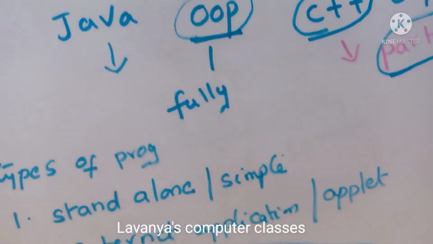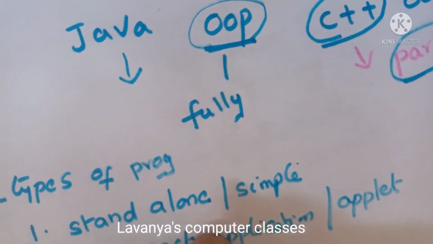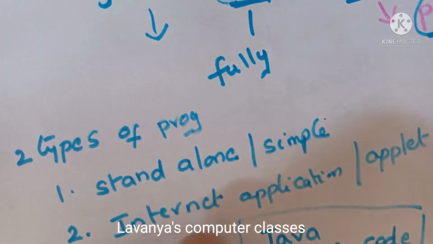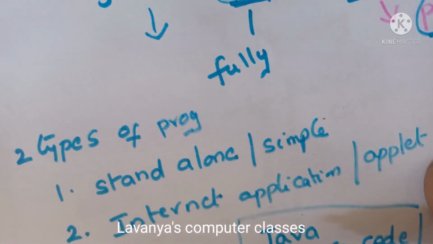See, what is the Java program? Overview of Java programming. There are two types of programs. One is a standalone program, also called a simple program, or an internet-based application program, which is called an applet.